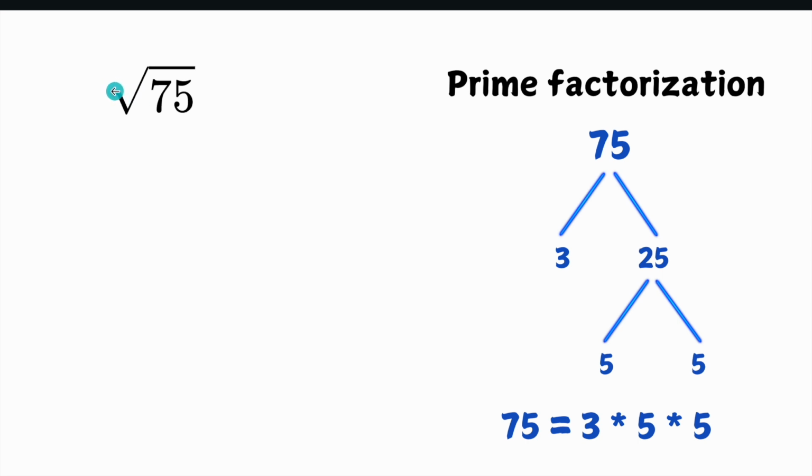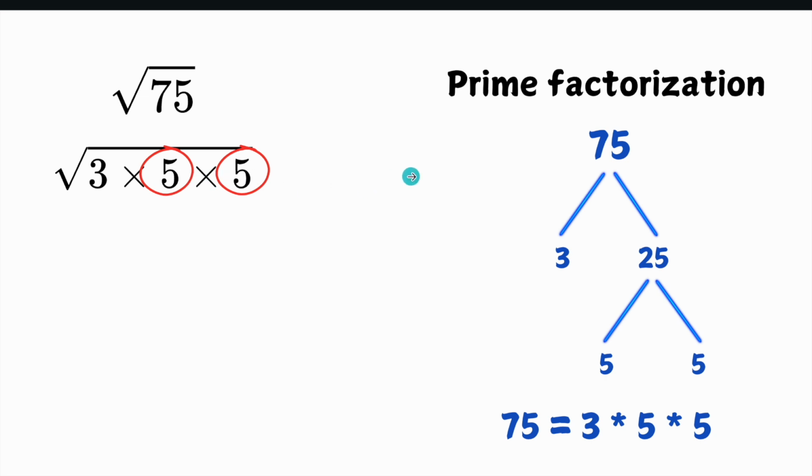This is very useful when we are trying to simplify radicals, because if in this case we would like to actually simplify the square root of 75, we will substitute the 75 for 3 times 5 times 5. We know that every time that we have doubles, in this case 2 5s, these 2 5s will come out of the radical as 1 5. And the 3 stays inside of the radical. So the square root of 75 can be simplified into 5 times the square root of 3.